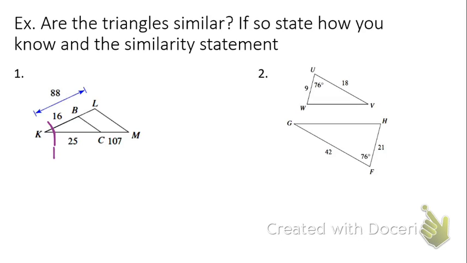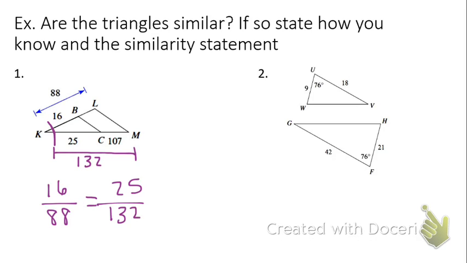So first we have to figure out the big side, KM. So if we add 25 and 107, you get 132. And then we see if they're proportional. So 16 matches the 88. And then 25 and 132. And then if we type those in our calculator, our decimals are really, really close, but they're not exactly the same. So 0.18 and then 0.189. So we cannot assume that these are similar. So they have to be exactly the same proportion.